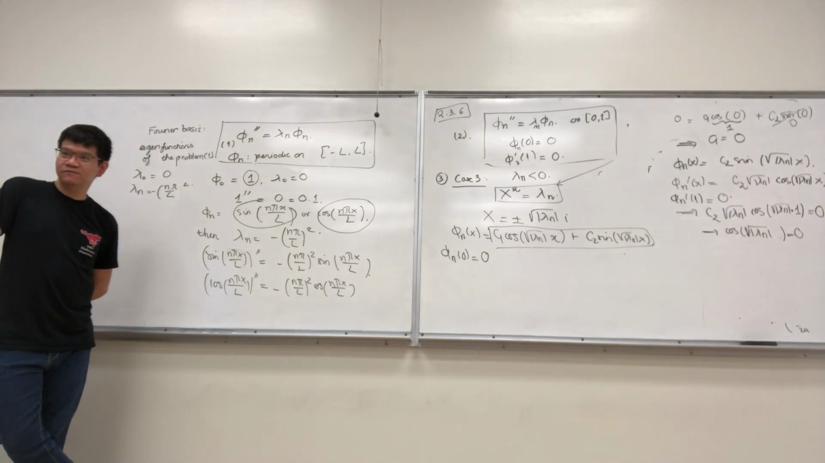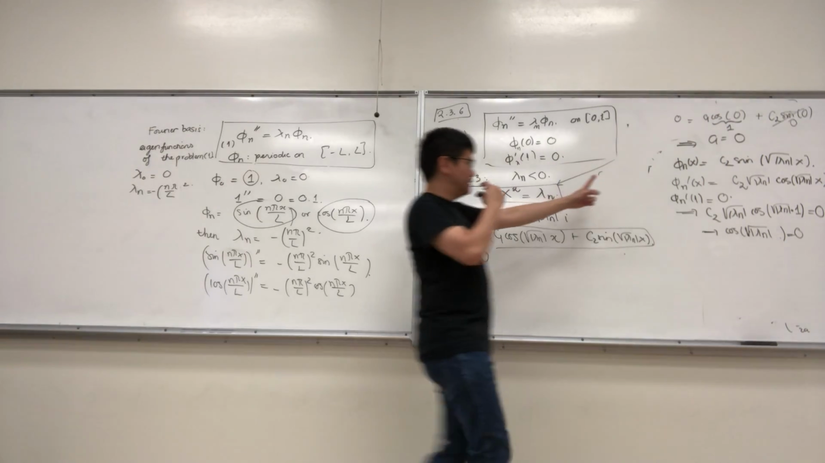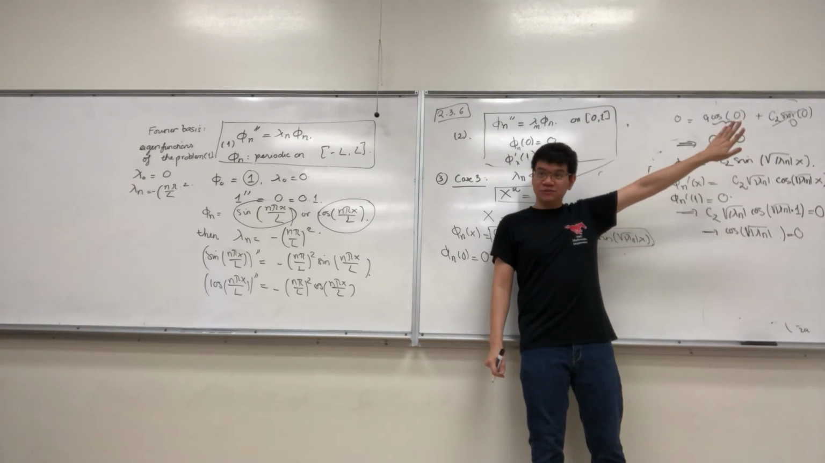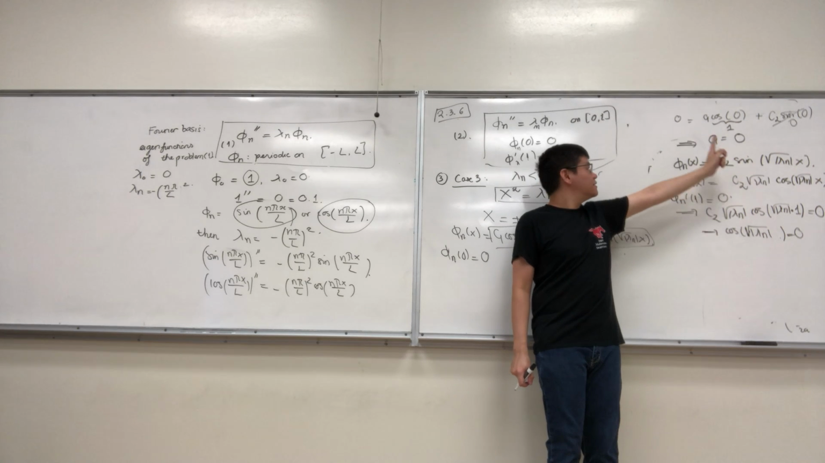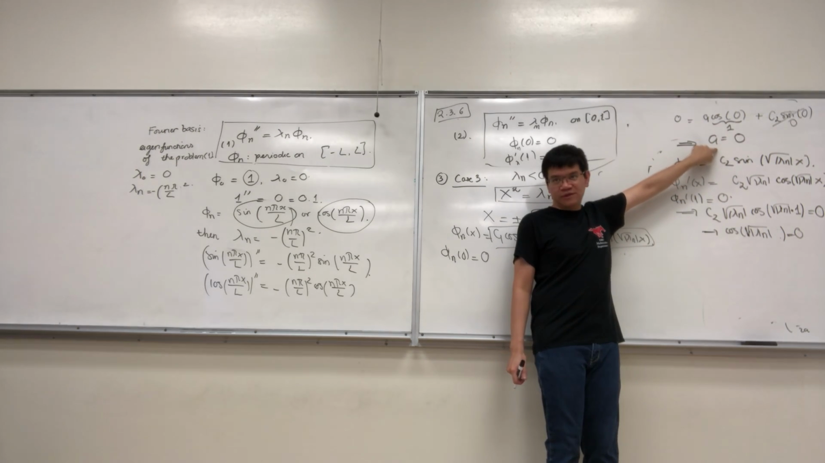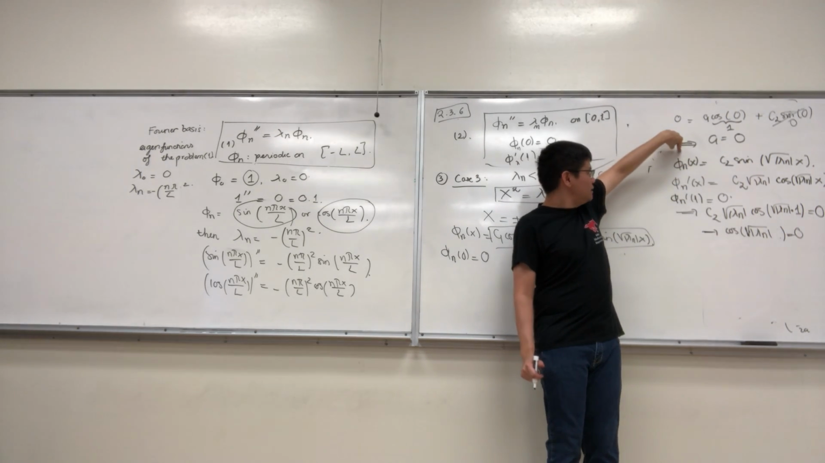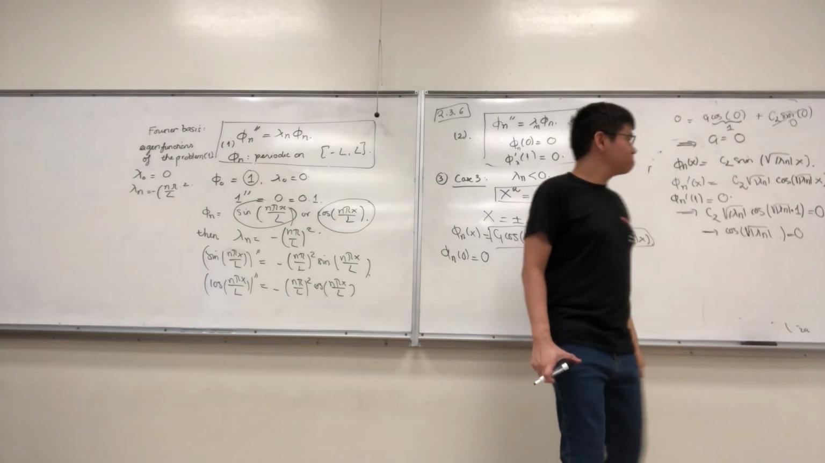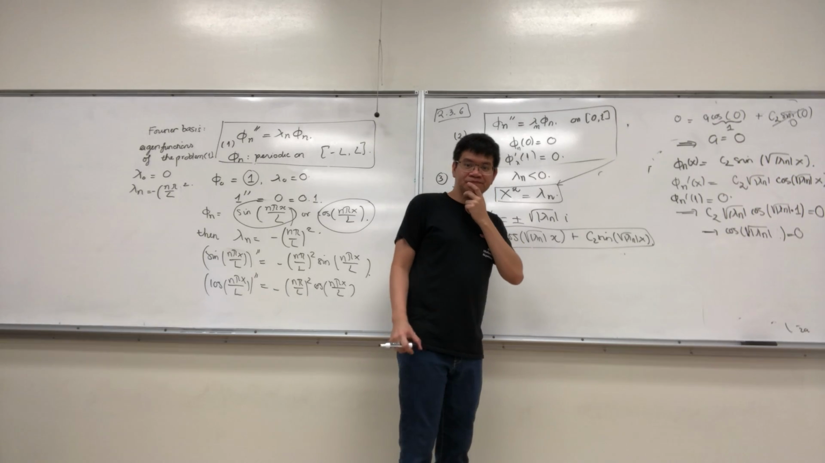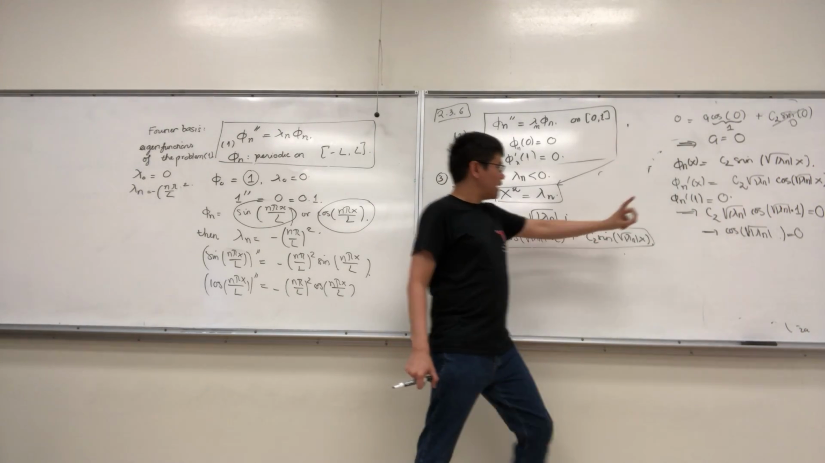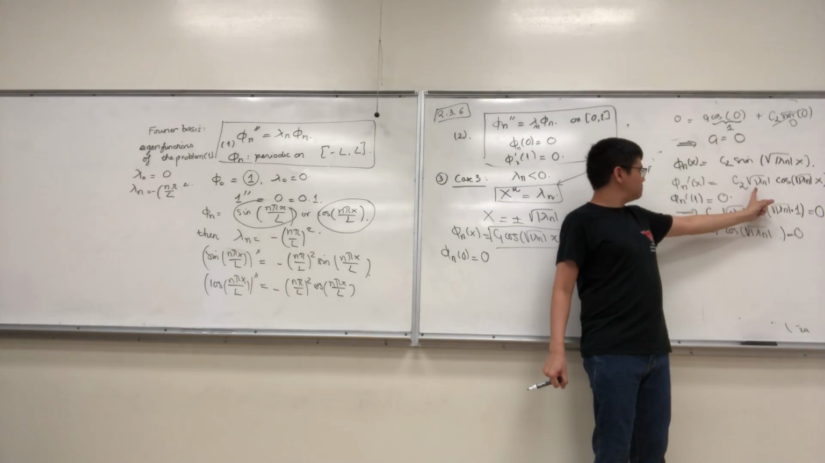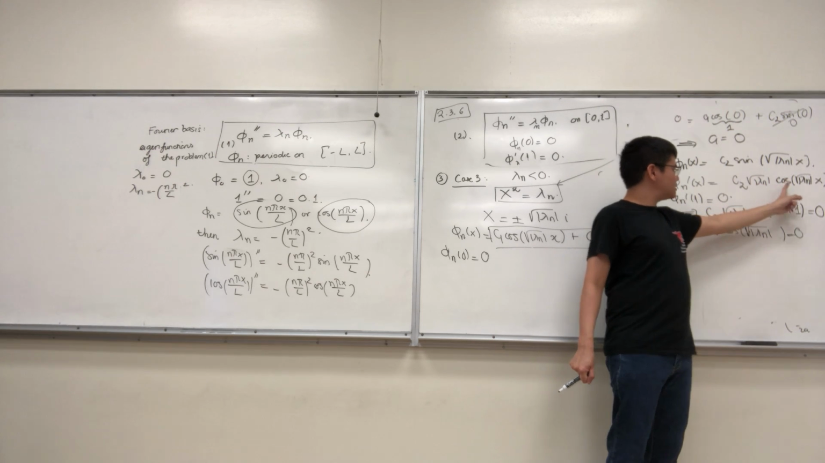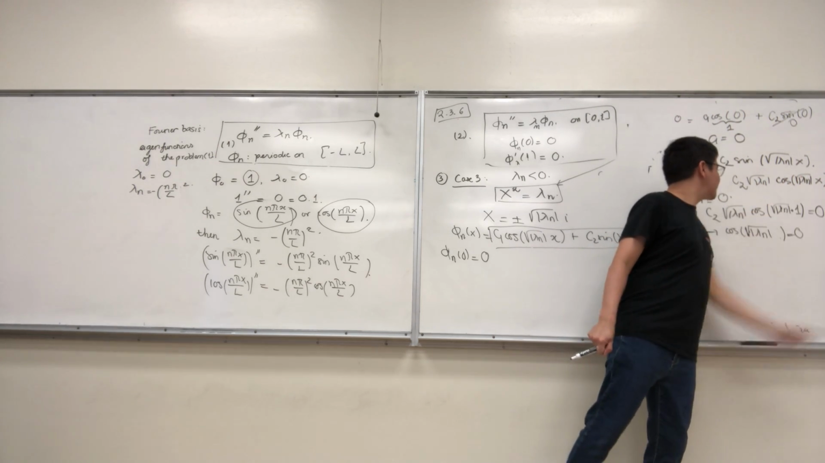Questions? I'll explain again. After I use the first boundary condition, I infer that C1 is 0. Now, phi n becomes C2 sine of the square root of lambda n x. All right? Is it clear? I take a derivative. This gives me C2 square root of lambda n cosine of square root of lambda n x.